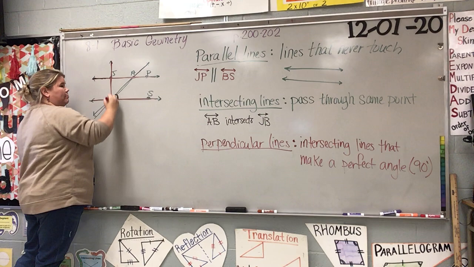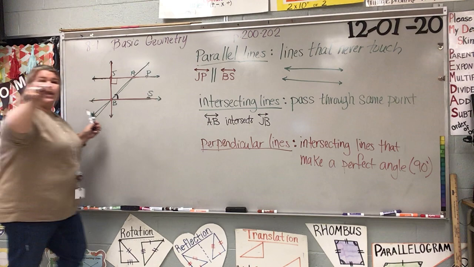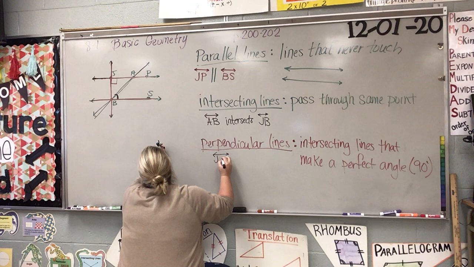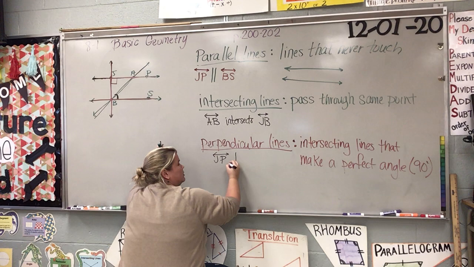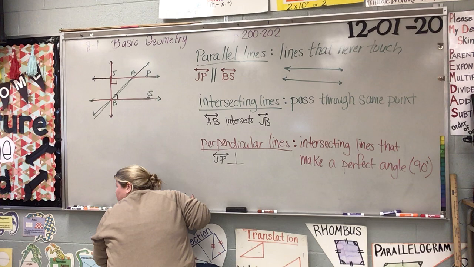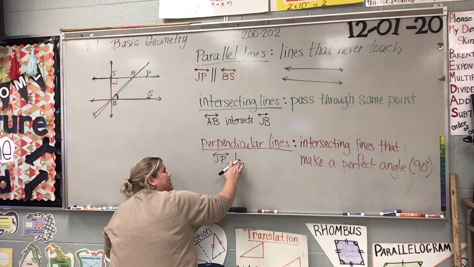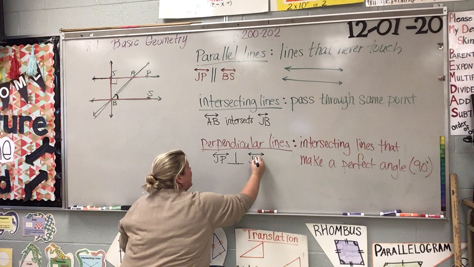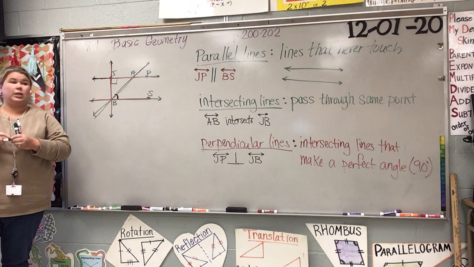Yes. So watch how you write that. You're going to say line JP. Now watch how perpendicular looks. Y'all see that? It's an upside down T. Why do you think it's an upside down T for perpendicular? Maybe because there's a 90 degree angle. There's two 90 degree angles. So it's an upside down T just to say JP is perpendicular to line JB.